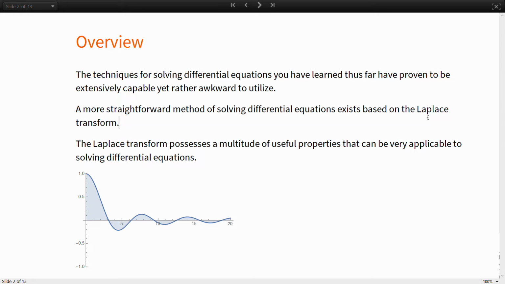The Laplace transform possesses a multitude of useful properties that can be applied to solving differential equations. This transform is based on an improper integral where the upper bound is infinity. Such an integral would represent the area under the curve all the way out to infinity, as is shown in the plot here for part of the range. Before we can discuss applying Laplace transforms, we will need to discuss improper integrals and how to calculate them.